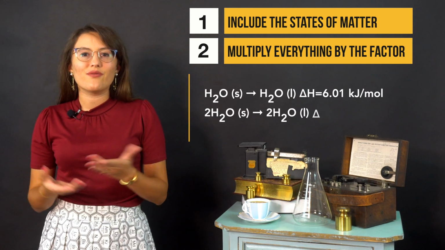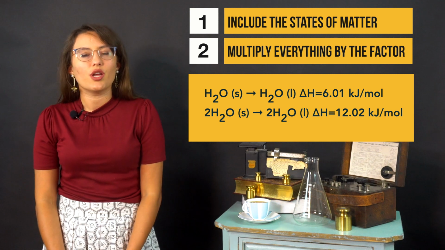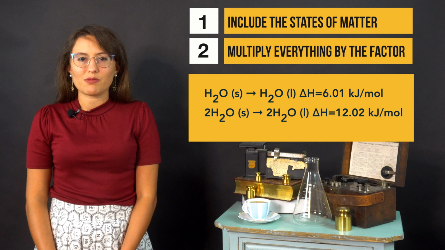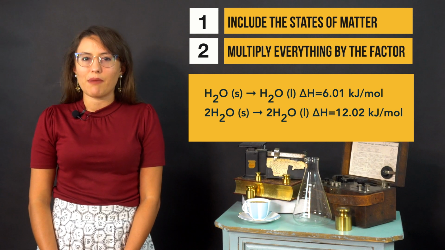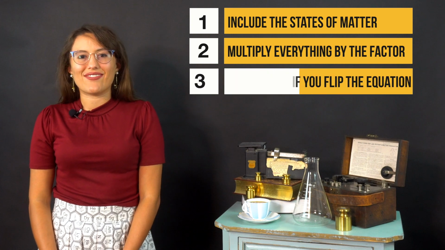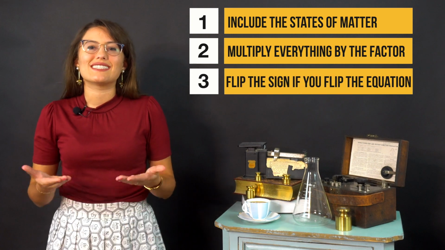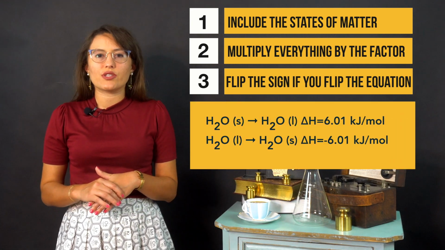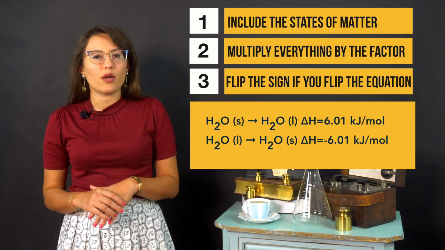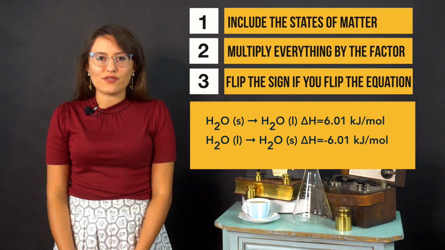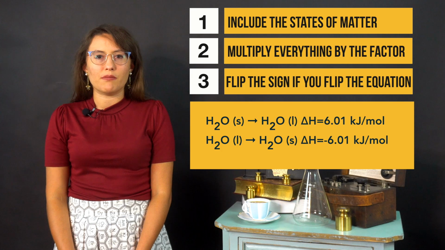Second, if a thermochemical equation is multiplied by some factor, the enthalpy change is also multiplied by the same factor. For example, if we have the thermochemical equation for water melting and we multiply it by a factor of 2, we also need to multiply the enthalpy change by 2, giving us a positive 12.02 kilojoules per mole. Third is that if a thermochemical equation is reversed, the sign associated with the enthalpy change is flipped. For example, if we reverse the equation for the melting of ice and look at water freezing, the enthalpy change for this reaction will be negative 6.01 kilojoules per mole.